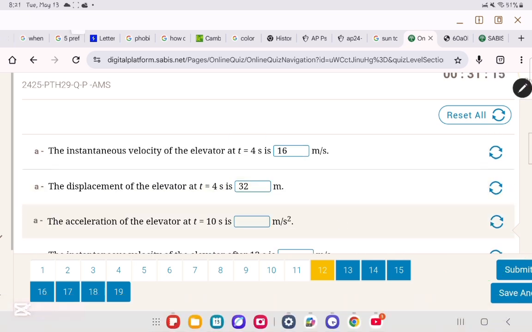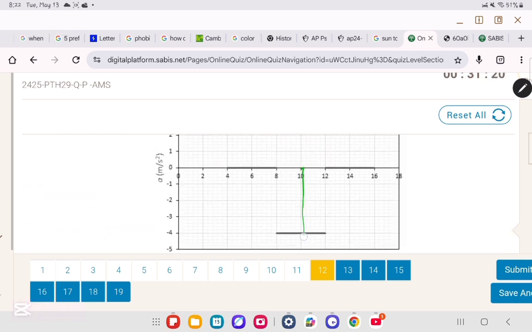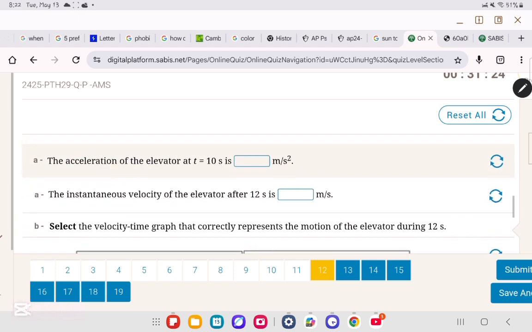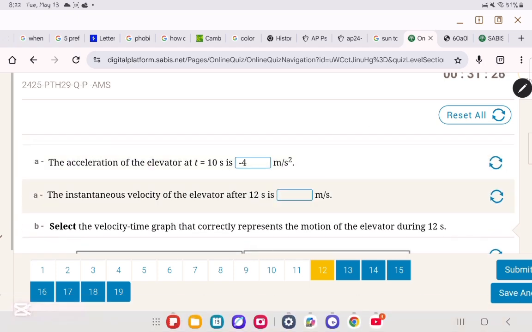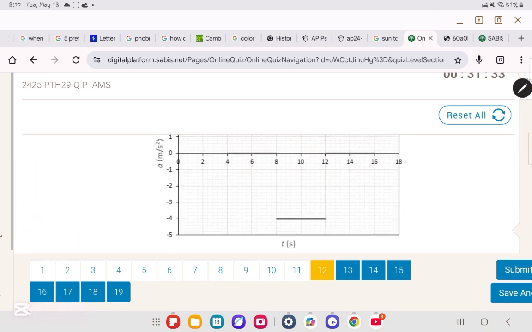The acceleration of the elevator at 10 seconds. So again, just go to 10 seconds and go down. You will see it is -4. Some of these you don't need to explain, but some others are very hard. The instantaneous velocity of the elevator after 12 seconds. So at 12 seconds, what is it?